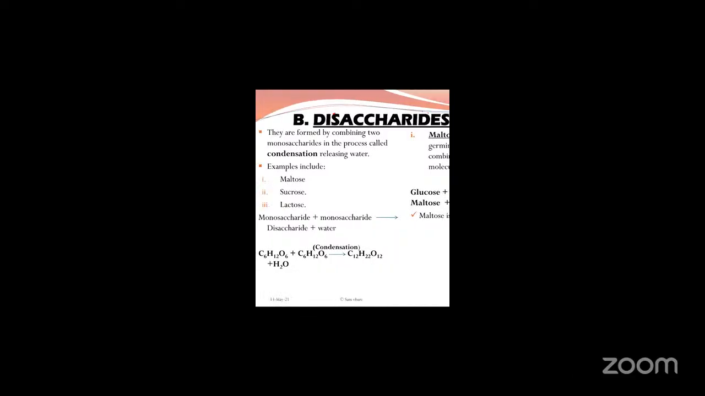Now, disaccharides are formed by combining two monosaccharides in a process known as condensation. So when you take one monosaccharide and you condense it or combine it with another monosaccharide, we refer to that as condensation and it gives you a disaccharide. Examples of disaccharides include maltose, sucrose, and lactose.